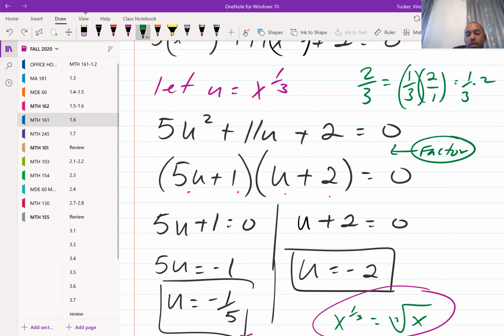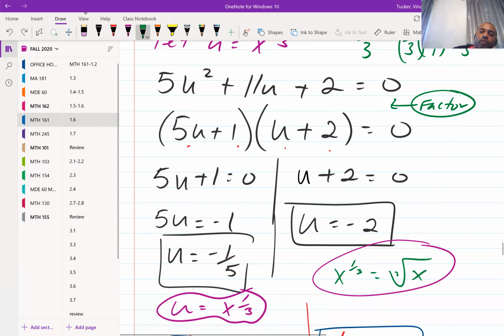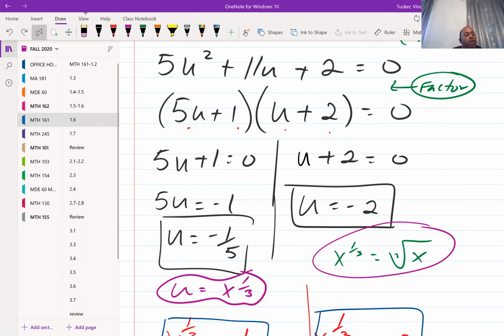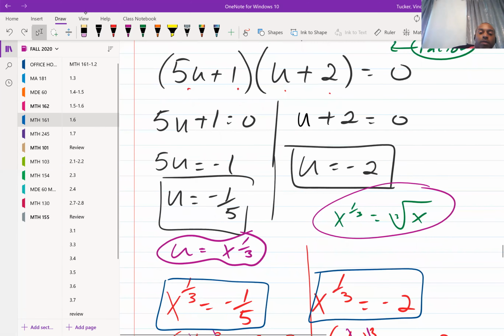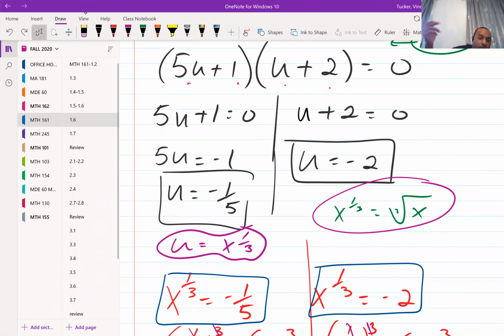Any questions? Just like our last problem, try not to get too happy when you come down to two values. Because if you use u substitution, then you need to back substitute x to the 1/3 power in for u. So we have x to the 1/3 equal to negative 1/5, and then x to the 1/3 equal to negative 2.